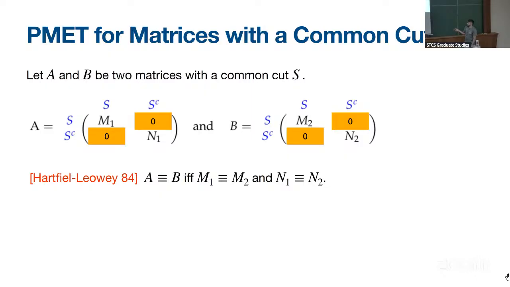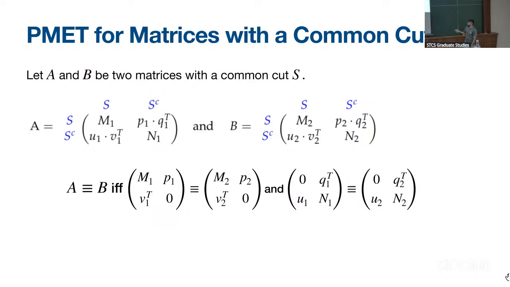And in this work, we showed that if they have a cut, then A and B have the same principal minors if these two matrices are principal minor equivalent to each other. Note that these are the matrices that we got in the formula in the previous slide. So this is the result. And if that is the case, then we can reduce it to smaller instances of principal minor equivalence, where the sum of the sizes of the smaller instances is roughly equal to the size of the original matrix.